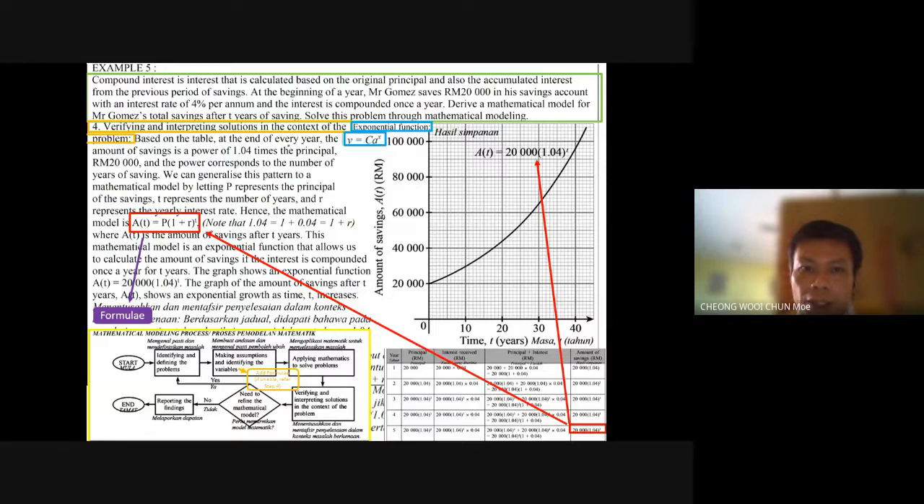Let's say you create the graph. Here is 0, and this is 1, 2, 3, 4, 5. This is the years, and then the amount of savings, which is from 20,000 to 24,000. So if I put here 10,000, 5,000, 5,000, 10,000.